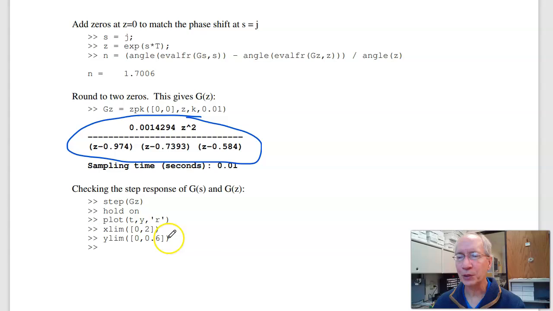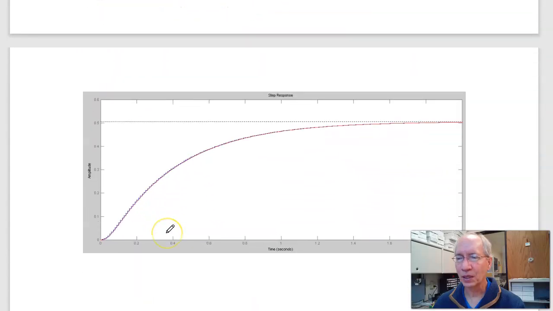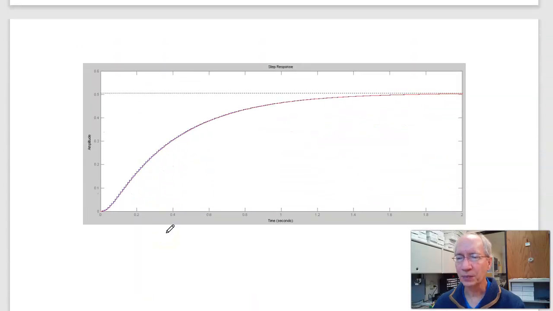Again, if I check the step response, the two match up pretty darn well. Again, a little bit to the left. That's because they need 1.7 zeros. I rounded up to 2, so there's not enough delay.